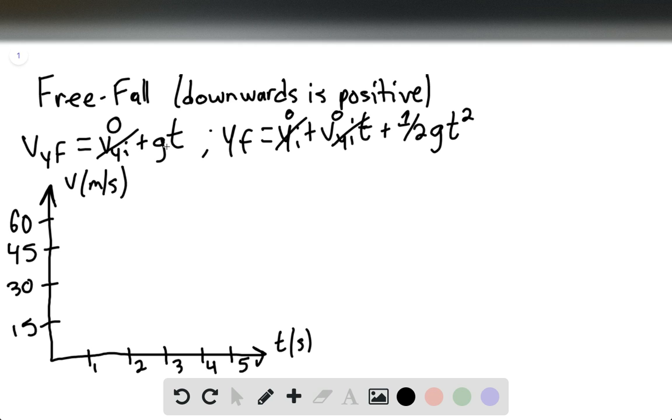of gravity. So we can simply say that at 1, the speed is 9.8 meters per second. At 2, it's 19.6. At 3, it's just under 30. At 4, it'll be somewhere around 40. And at 5, somewhere around 50. But the general idea is to get the shape of this graph. And the shape of the graph is going to be a straight line.